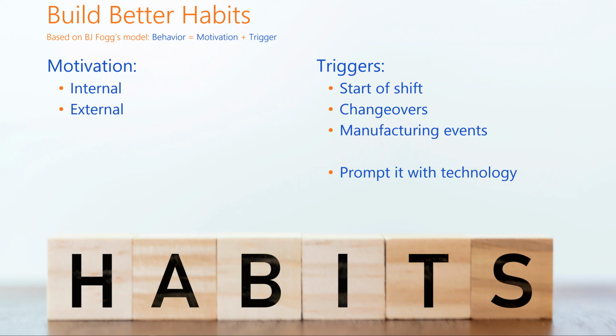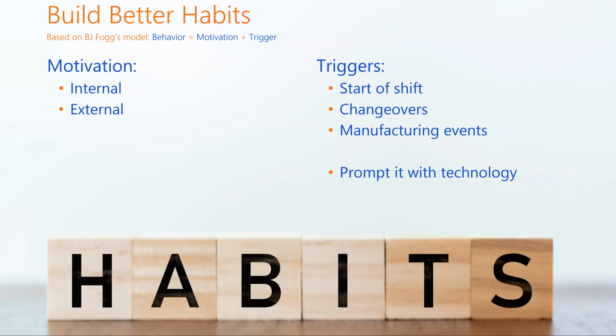For the motivation for the new behavior you're trying to instill on the shop floor, you have to communicate to the workers how this will benefit them, the team, the company, or some other motivating factor. This motivating factor could be an intrinsic reward of doing a better job. It could be an extrinsic reward of hitting performance bonuses, but there has to be some sort of motivation for adopting this new behavior. For the trigger, it depends on the behavior you're trying to create.